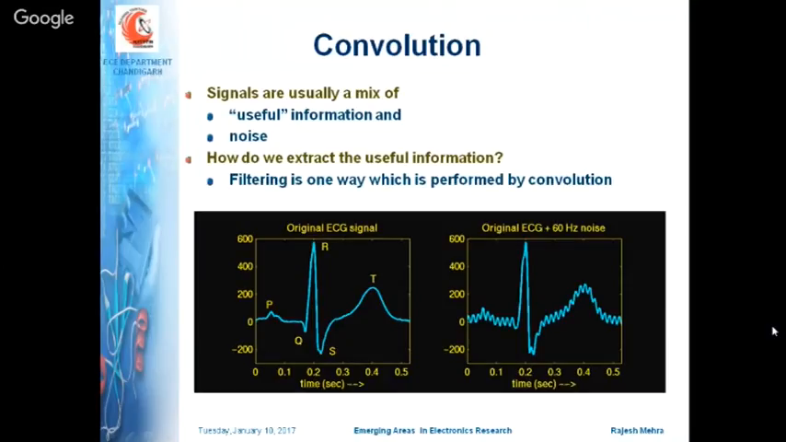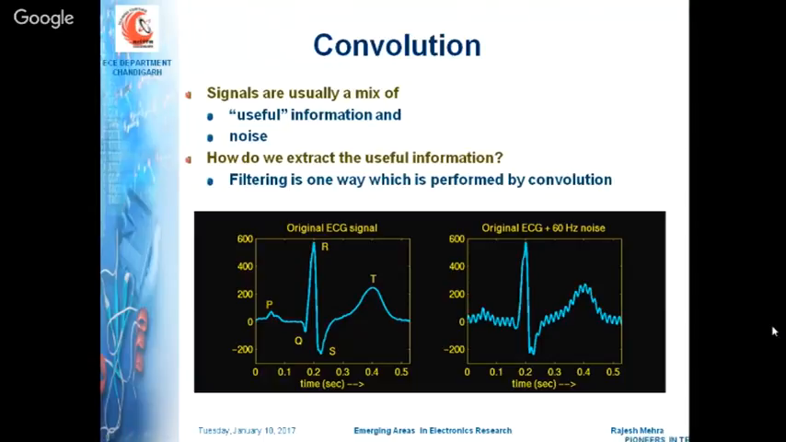Then convolution. Convolution is nothing but filtering, and filtering is required in every field because the signal is coming from the real world and it is a mixture of noise and wanted information. There is a need to eliminate the noise from the wanted signal, and you have to produce that signal without any noise. So you have to perform the filtering, and filtering is required in each and every field. So convolution is nothing but filtering.